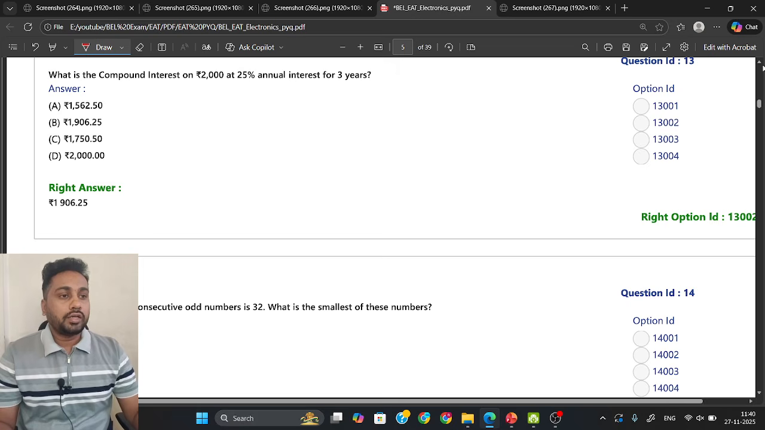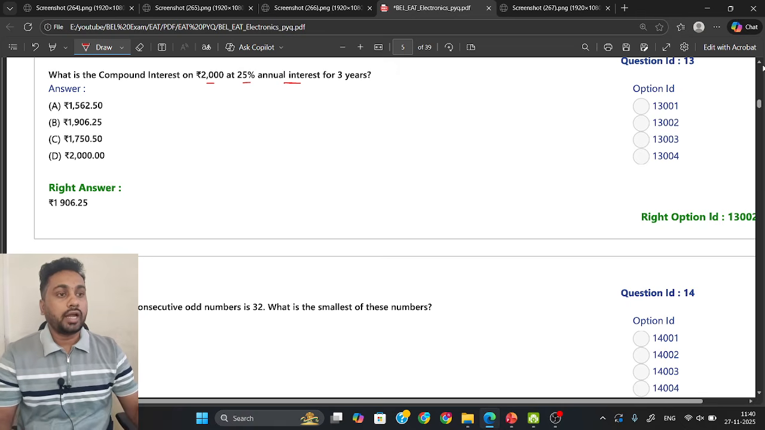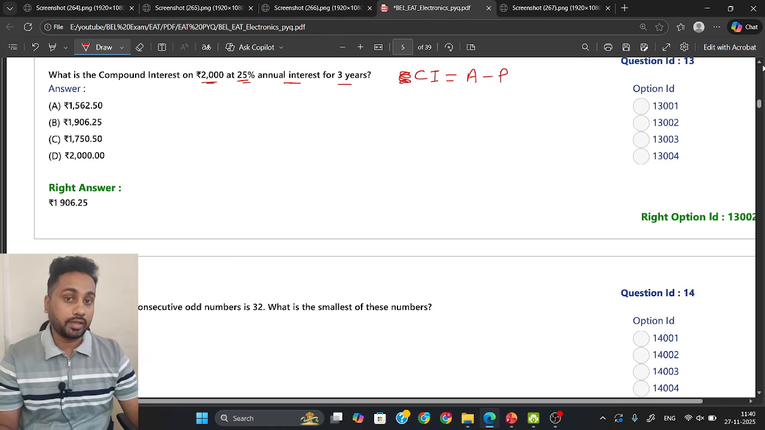What is the compound interest on 2000 at 25% annual interest for 3 years? Okay, so you need to calculate CI, that is your compound interest. The principal amount is 2000 rupees, the rate is 25%, and the time is 3 years. So generally, CI is what? Compound interest will be equal to amount minus principal value.